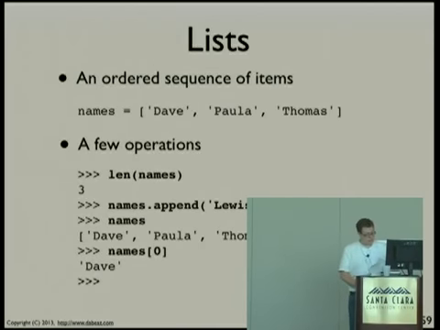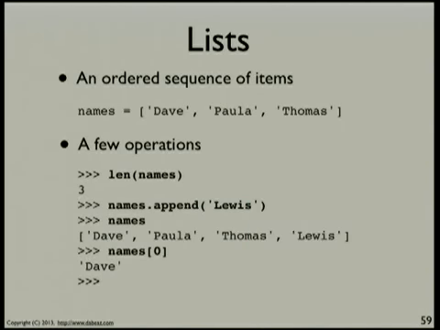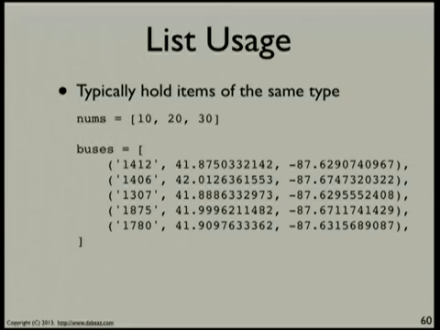Some other data structures you should know about. List is basically how you keep a bunch of data in order. So you can make, like, names. You can say names is Dave, Paul, Thomas. You can add things to it with an append method. You can get the length of it and so forth. Basically use list if you want to hold a whole bunch of items, usually all of the same type.